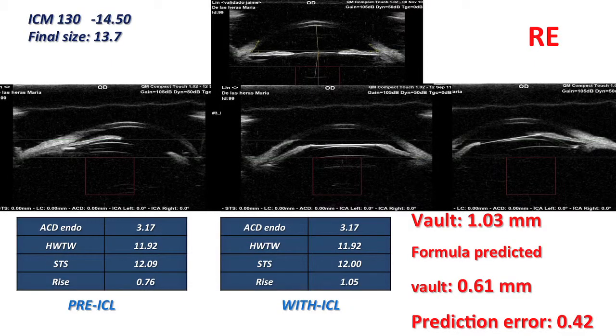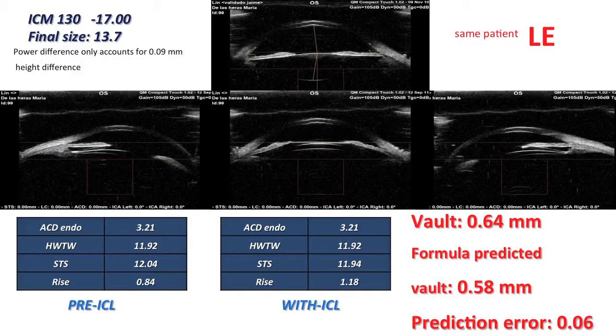And this is the right eye of one patient that was implanted with this lens, and we got a prediction error of 0.42 millimeters, a pretty big one. But the left eye, following the same way of calculating, of sizing the ICL, you can see here we were on target. So why was one eye out of the target by such a big amount, and why was the other one in? Well, my opinion right now is that the technique of implantation might have an influence.